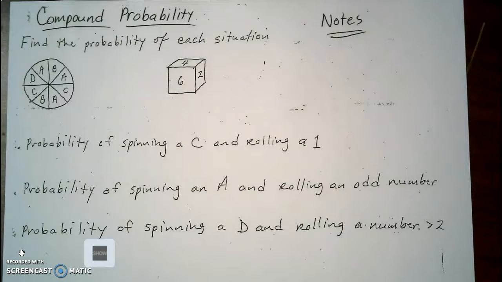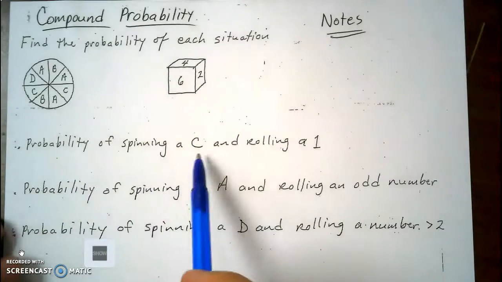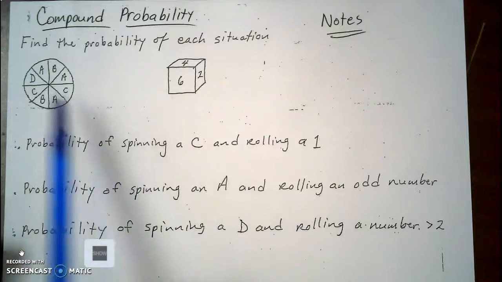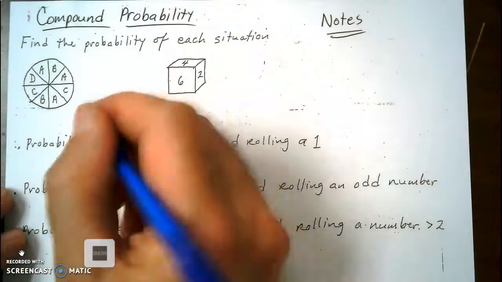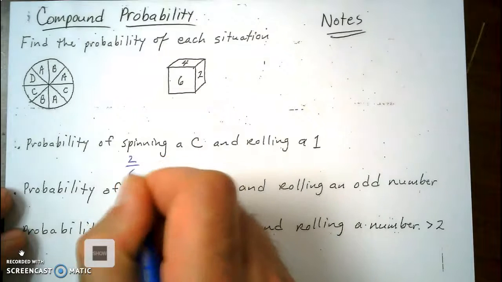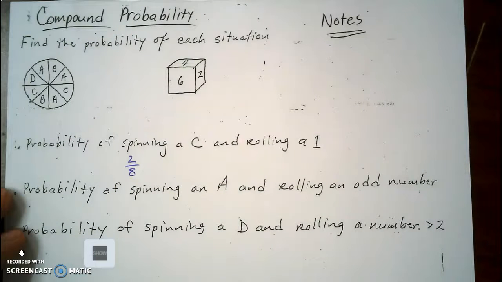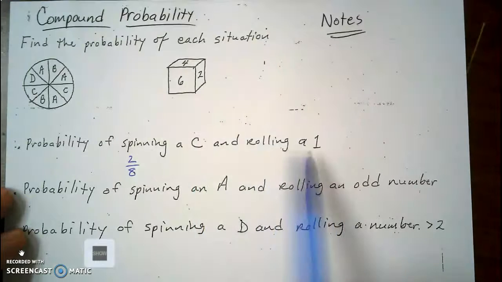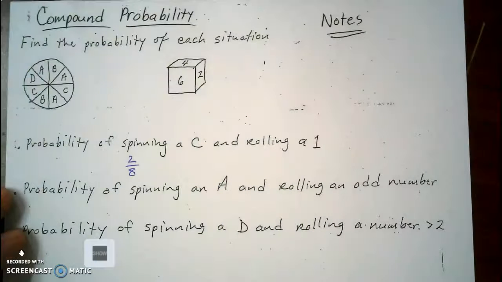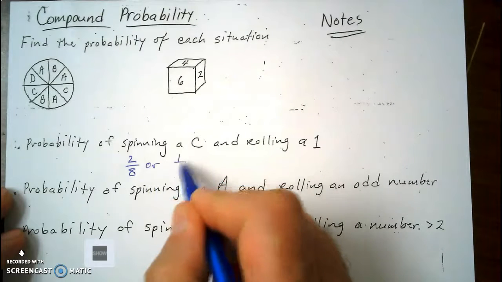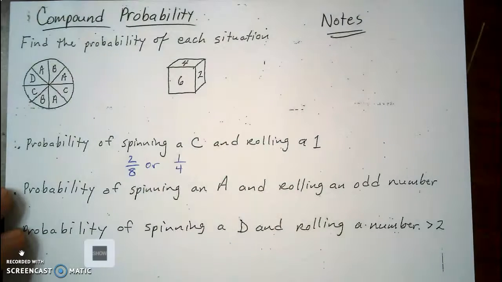So first, you find the probability of spinning a C. If you look at the spinner, there are 8 spaces, and there are 2 C's. So the probability of spinning a C is 2 out of 8. You could also call that 1/4. You could simplify. The probability of rolling a 1 is 1 out of 6. The probability of rolling any single number on the cube is always 1 out of 6. Actually, I will use the 1/4, simplified.